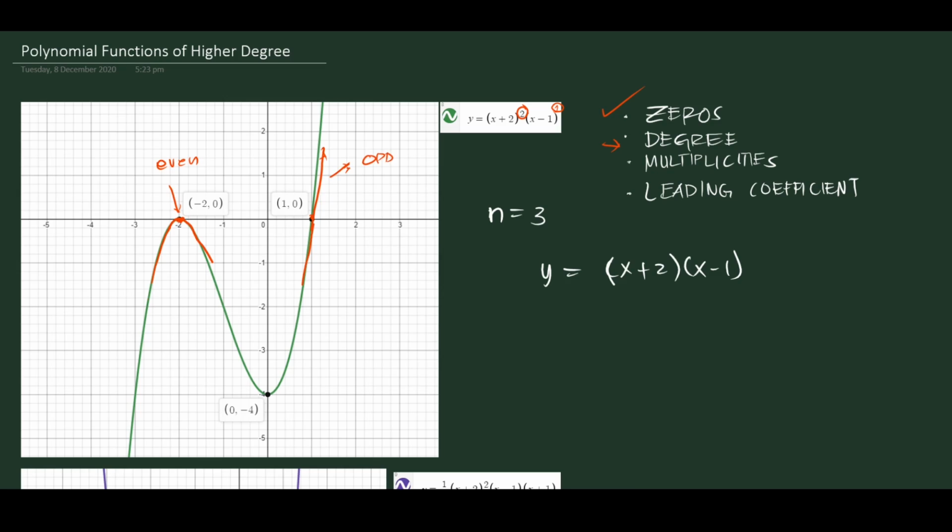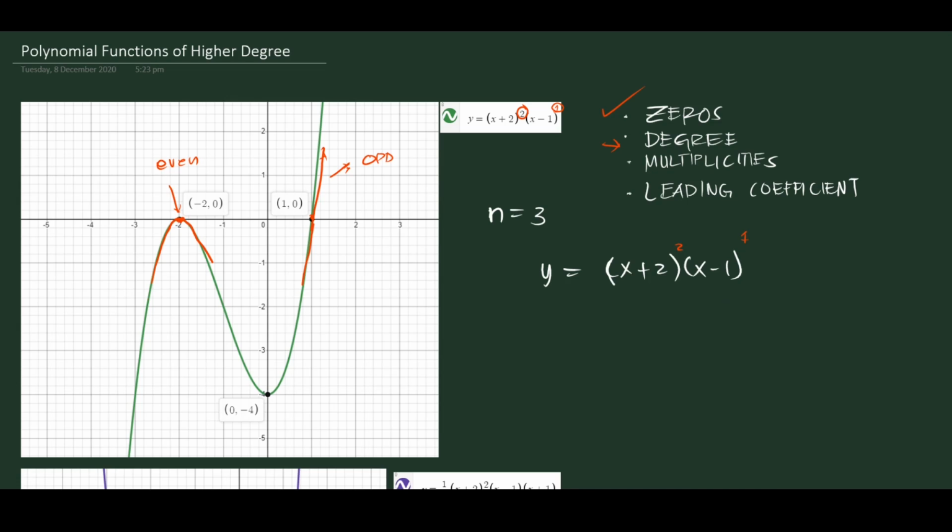Now, given that the multiplicity of x plus 2 has to be even and the multiplicity of x minus 1 has to be odd, how do you distribute the 3? You only have 3. Therefore, x plus 2 should get the 2 and x minus 1 should get the 1, right? That's how you determine the multiplicity. So you have it here.